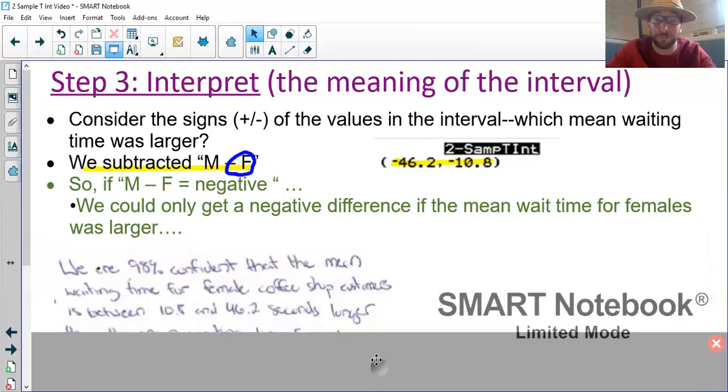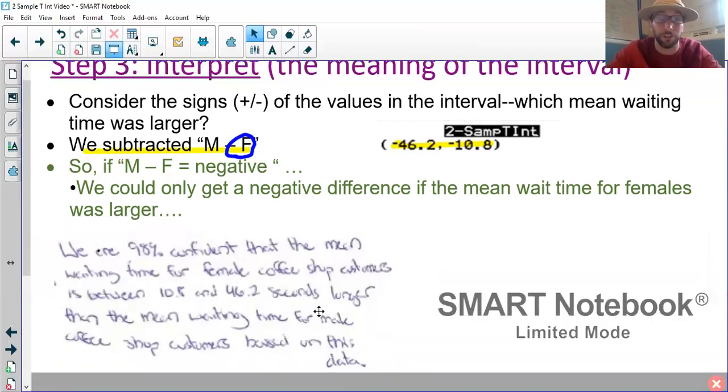Right? And so now in my sloppy handwriting, that's what we can see here, another way to interpret that interval. We're 98% sure the mean waiting time for female coffee shop customers is between 10.8 and 46.2 seconds longer than that of the males. Right, so that's it. Same deal as always. Conditions, math, interpret.